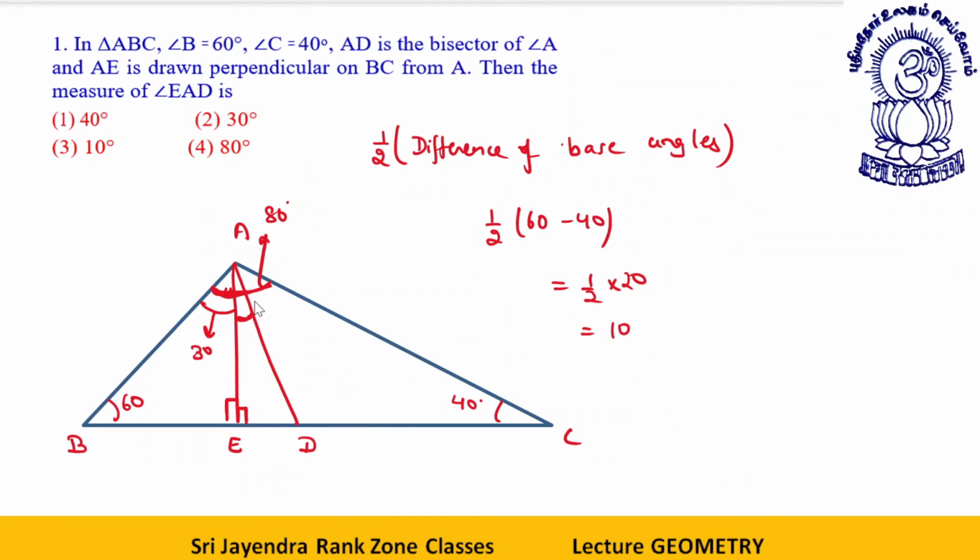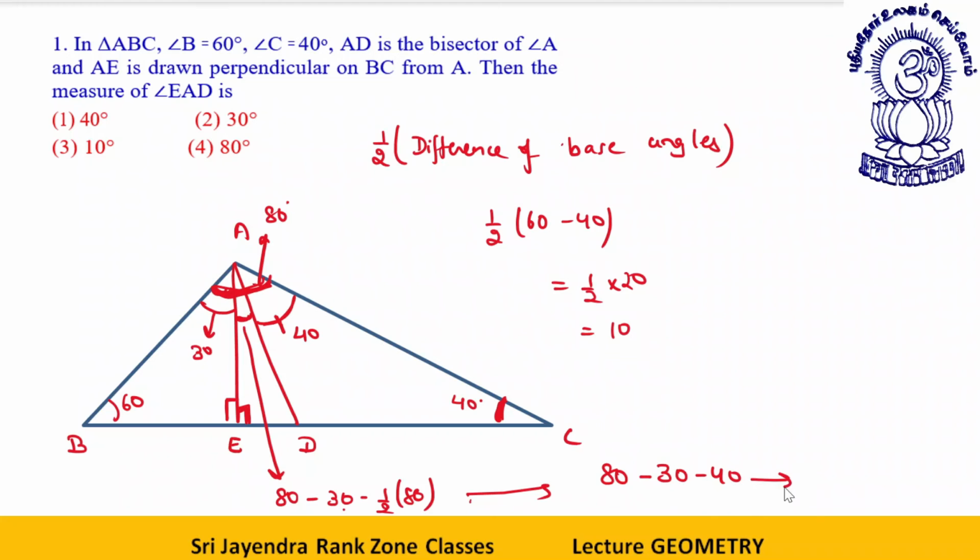Now, the other thing is this angle is 90. If this complete angle is 80 degrees, this is half the angle, so this must be 40. Out of 40, this angle will be 80 minus 30 minus half of 80. Why? Because this is half of 80, this portion is 30, so the remaining portion is 80 minus 30 minus 40, that is equal to 10 degrees. You've got the direct shortcut.